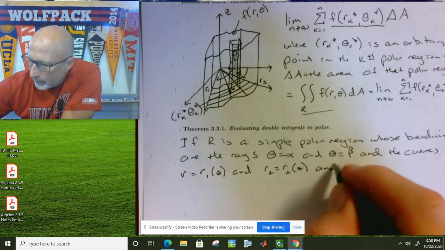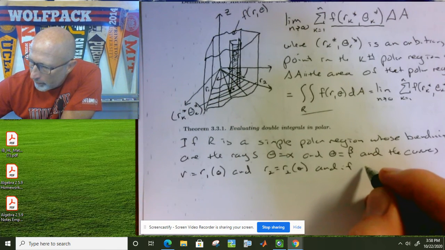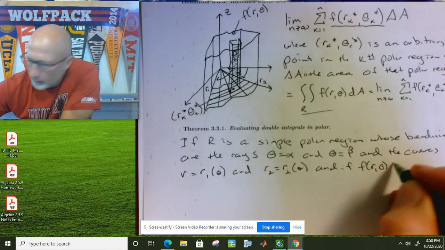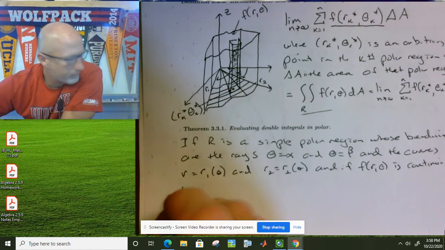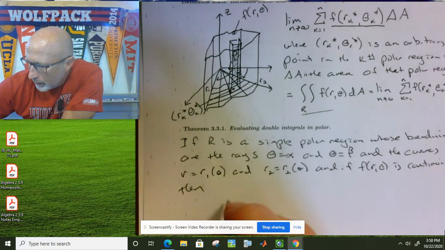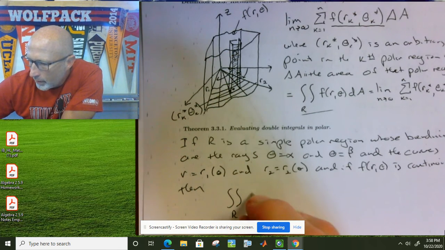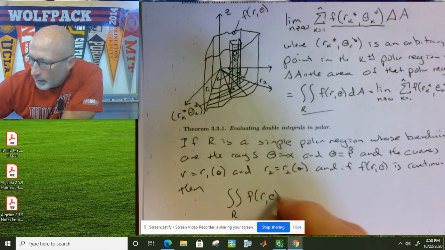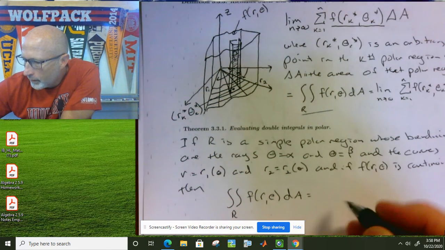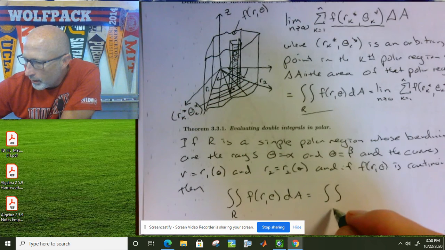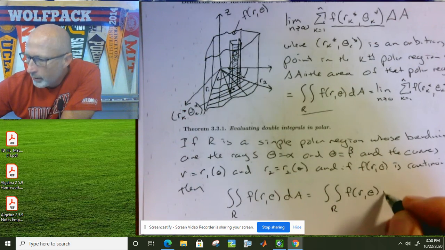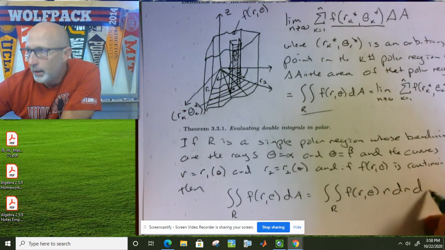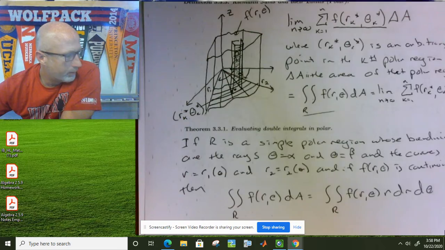and if f of r, theta is continuous, then we have the double integral over the region R of f of r, theta dA is equal to the double integral over the region R of f of r, theta r dr d theta. Now, where in the world did this r come from?